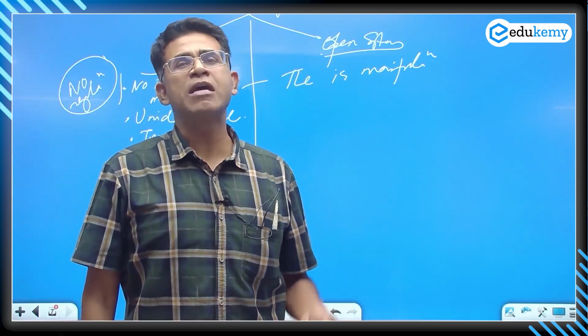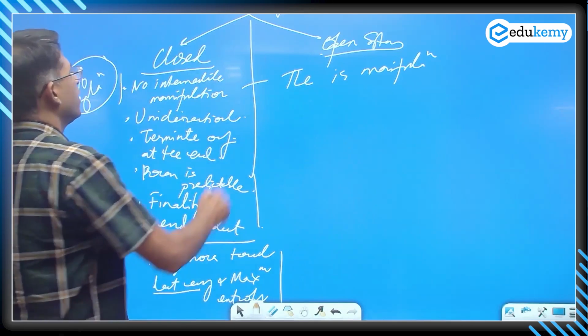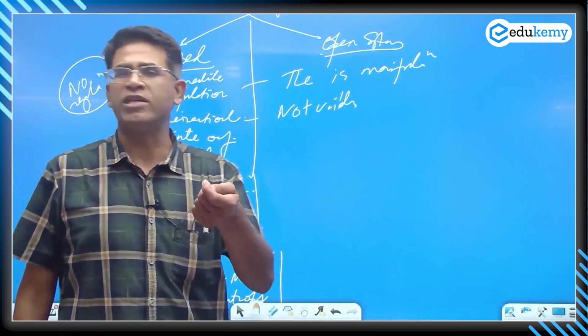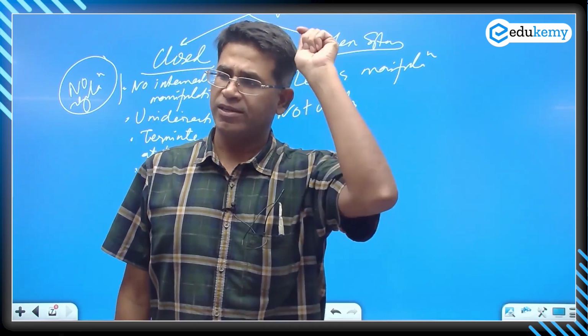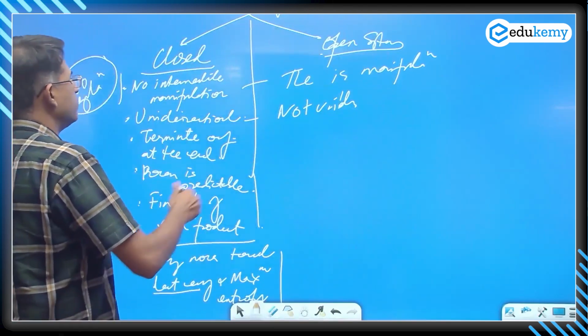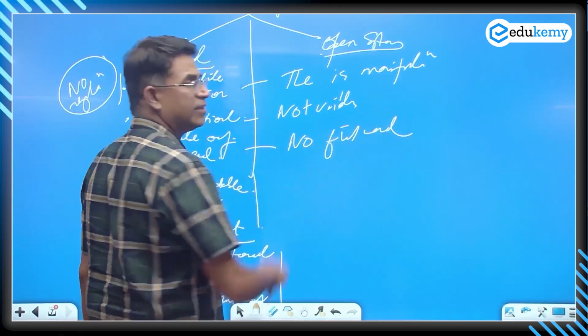Because in the open system, I can enter and start changing. In an open system, it is not unidirectional. It can go any direction. I can have an engine. It can go in any direction. It can reverse also. In an open system, there is no final end.